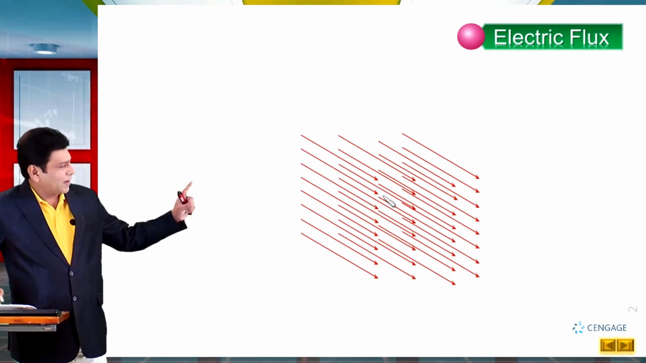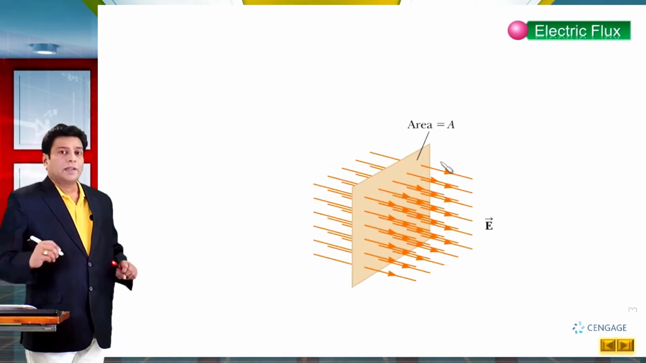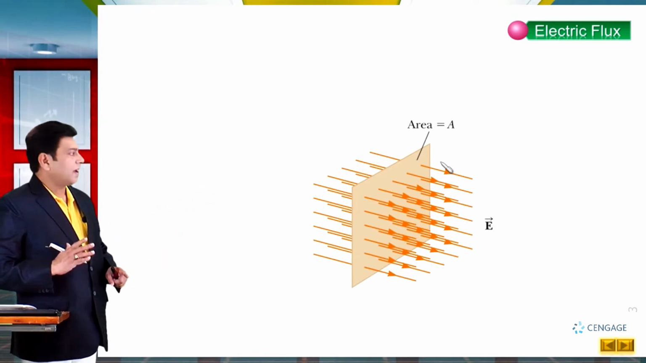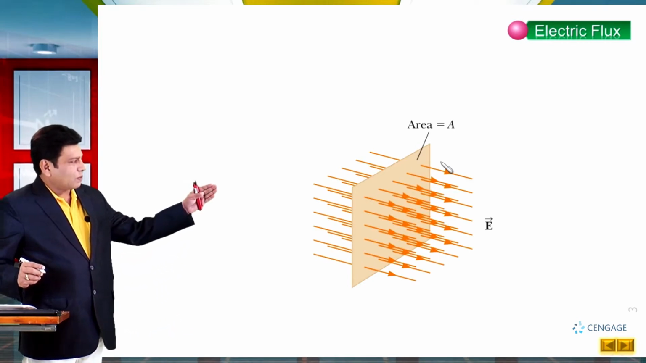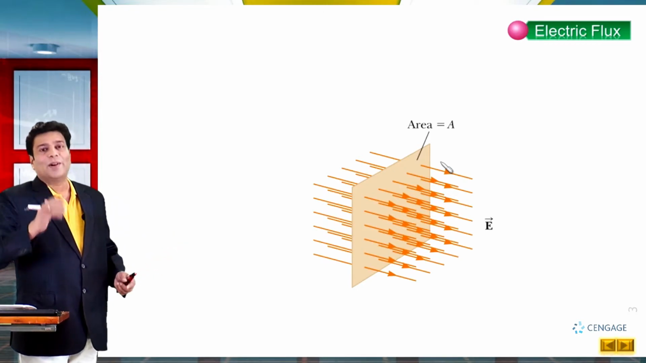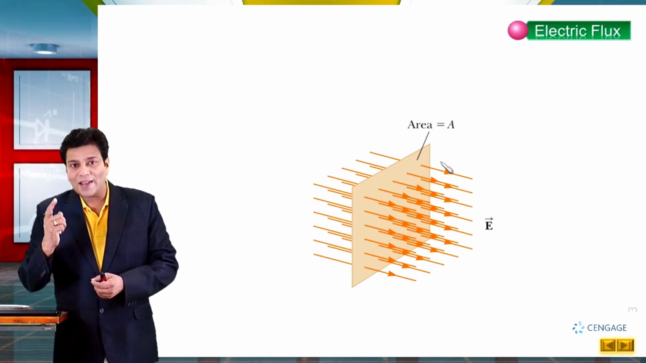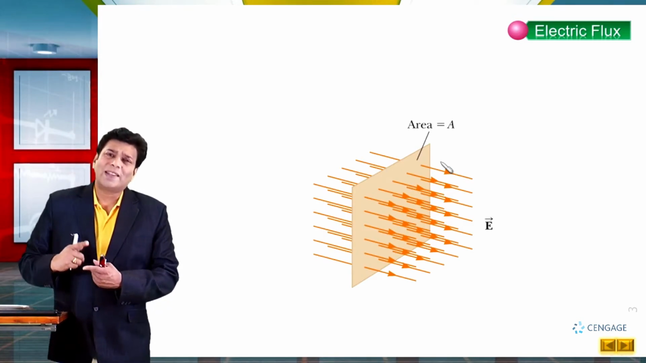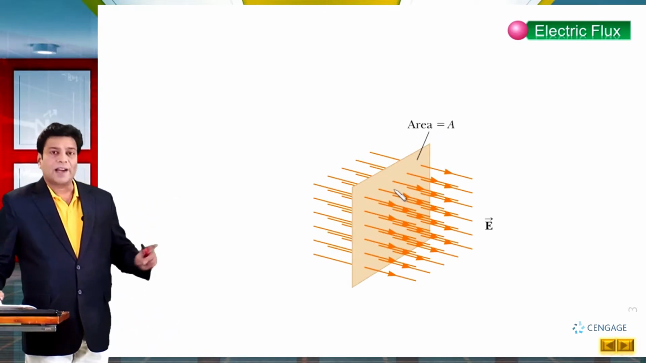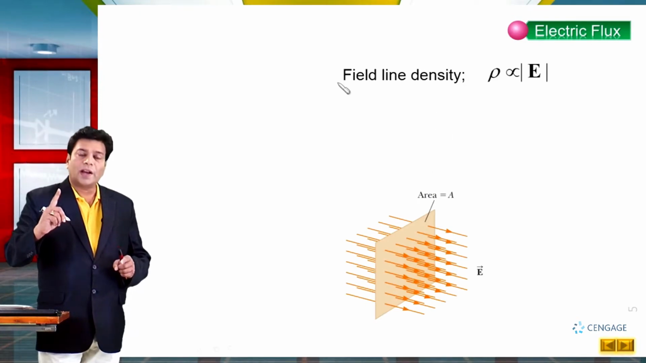Correct? Now let us place a rectangular surface in the path of the electric field lines like this. You can observe this rectangular surface has area A, and the area vector of this surface and the electric field are parallel, or you can say the surface is perpendicular to the electric field. The number of lines per unit area, we call this term the electric field line density. This electric field line density is proportional to the magnitude of the electric field. So here we can write rho is proportional to E. This rho is the electric field line density.